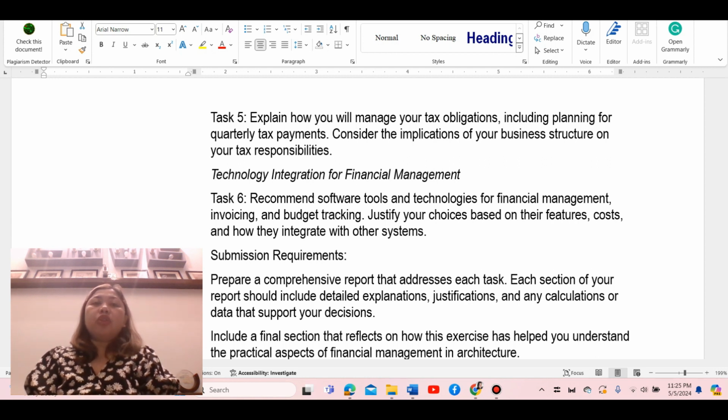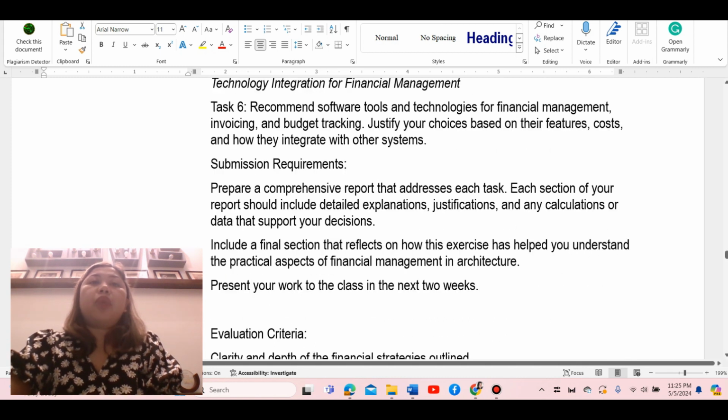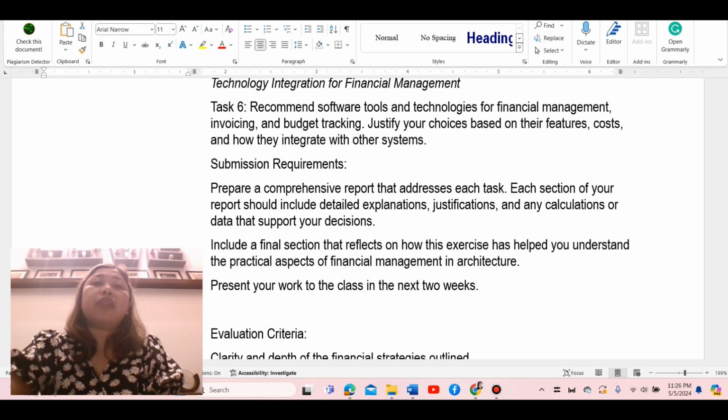So for your technology integration for financial management, recommend software tools and technologies for financial management, invoicing, and budget tracking. Justify your choices based on their features, cost, and how they integrate with other systems.